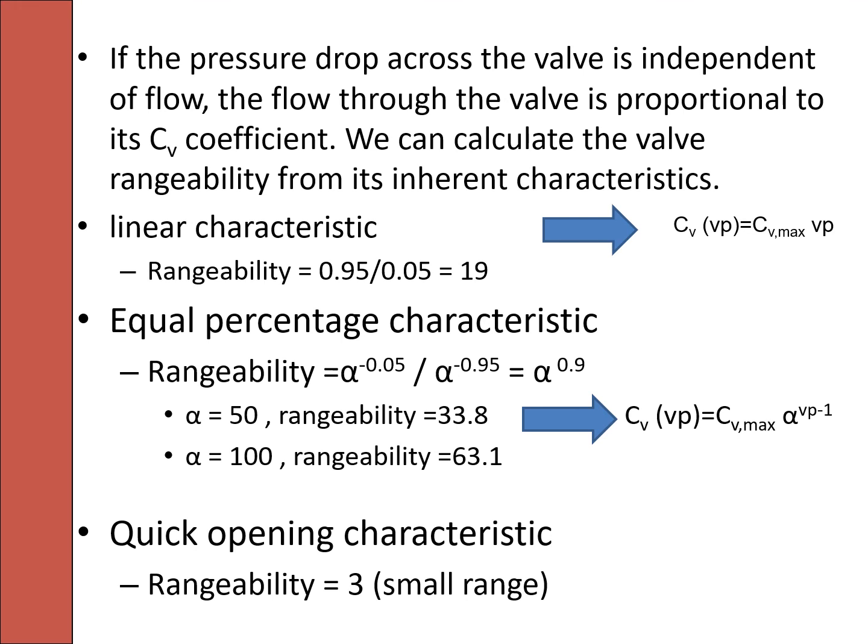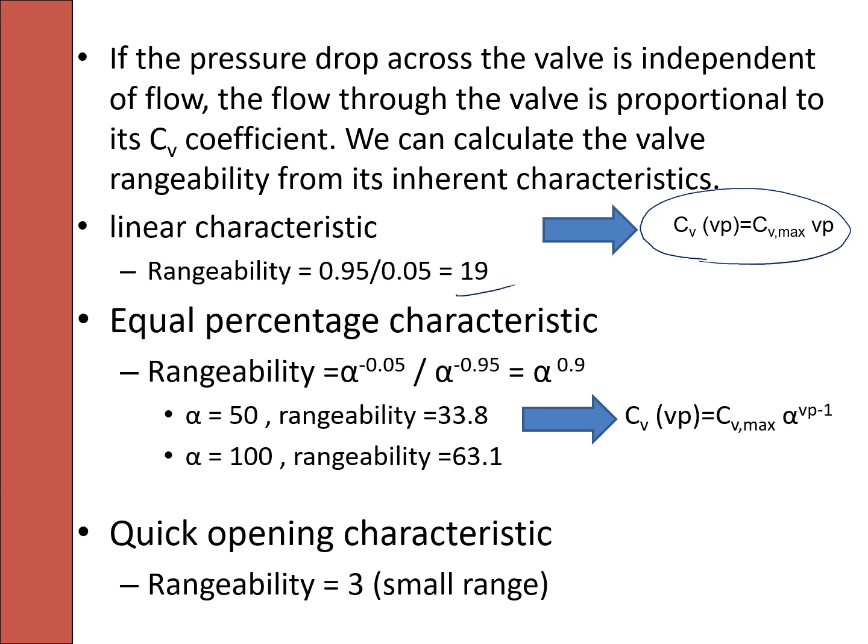If the pressure drop across the valve is independent of the flow, the flow through the valve is proportional to its CV. We can calculate the valve rangeability from its inherent characteristic, from the formula just now. For the linear characteristic, the rangeability is directly proportional, so we can directly divide 0.95 over 0.05, and we get 19.